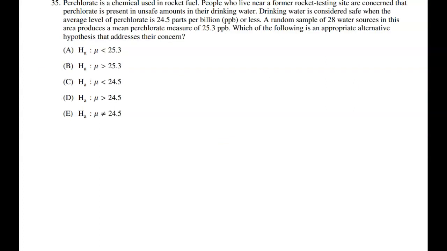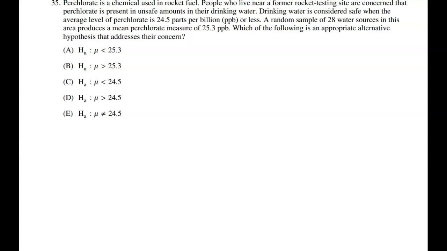Perchlorate is a chemical used in rocket fuel. People who live near a former rocket testing site are concerned that the perchlorate is present in unsafe amounts in their drinking water. Drinking water is considered safe when the average level of perchlorate is 24.5 parts per billion or less. A random sample of 28 water sources in this area produce a mean level of 25.3. Which of the following is an appropriate alternative hypothesis that addresses their concern?